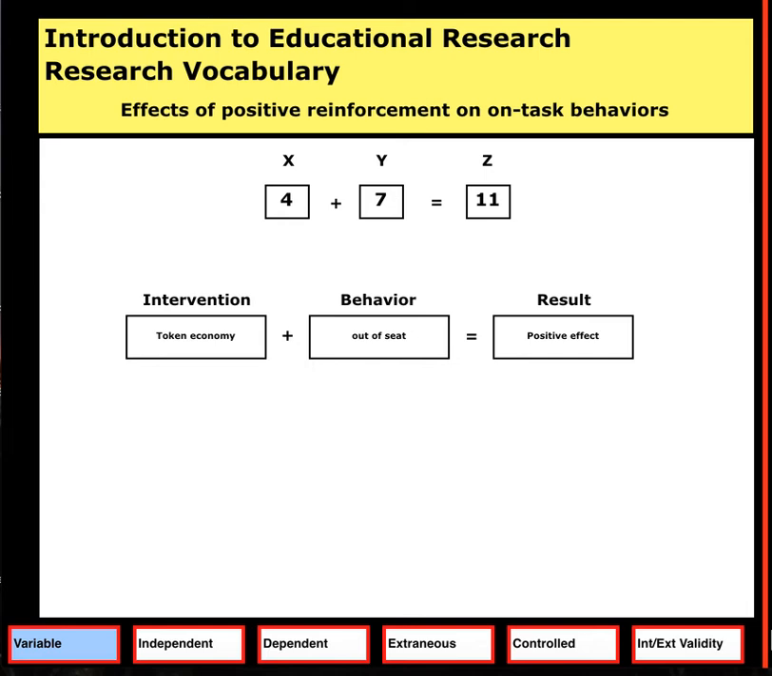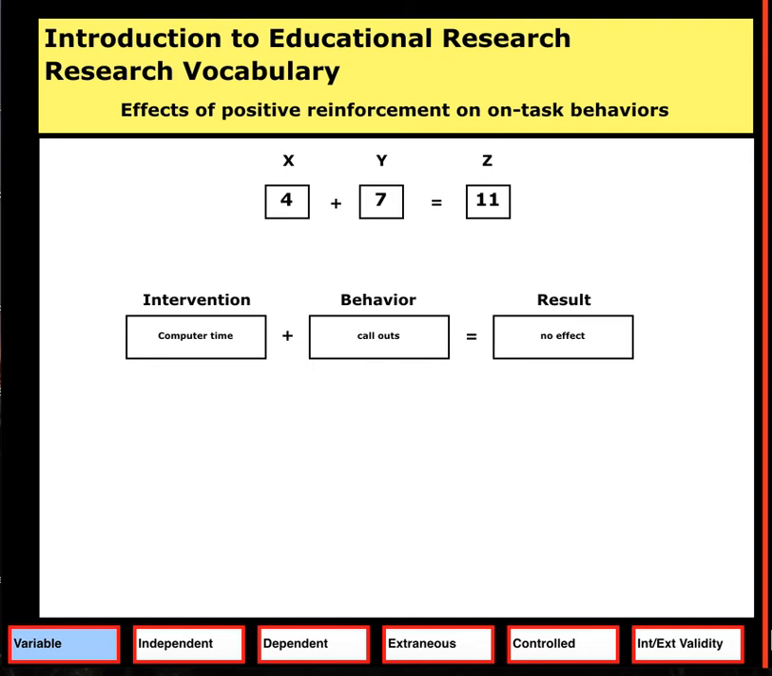So as an example, suppose a researcher was interested in the intervention of using a token economy on out-of-seat behavior of students in a fifth grade math class. Well, those are the variables. Intervention is one variable. The token economy would be the intervention, and the behavior would be out-of-seat behavior. It's an example of the variables.